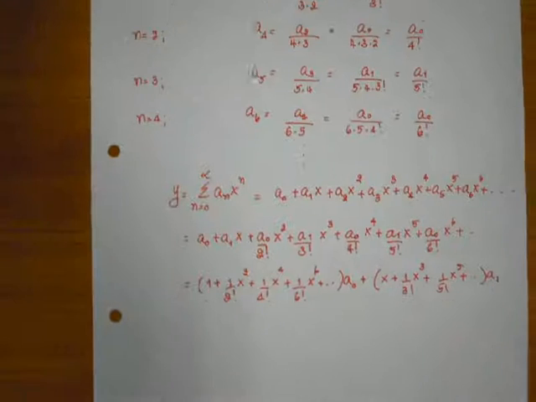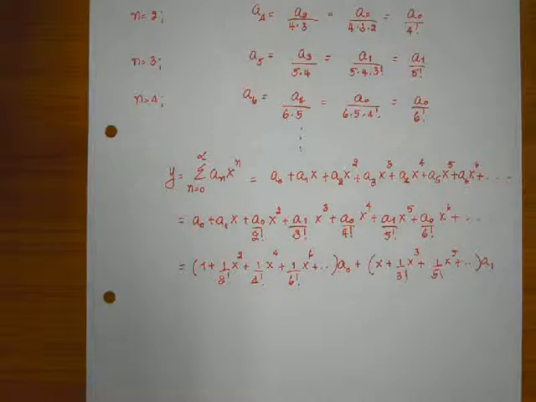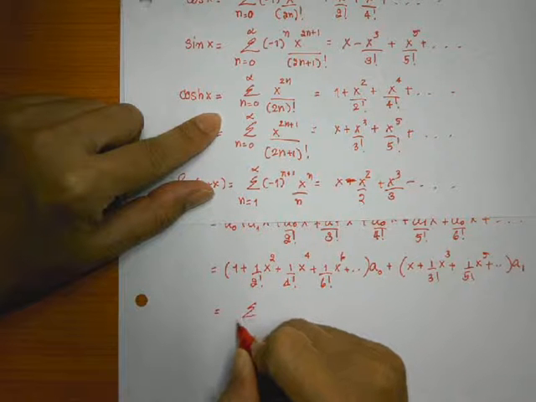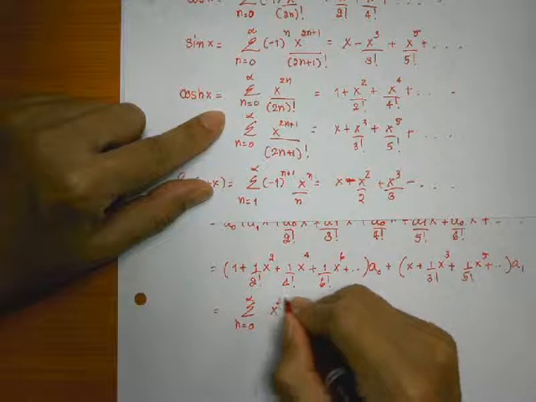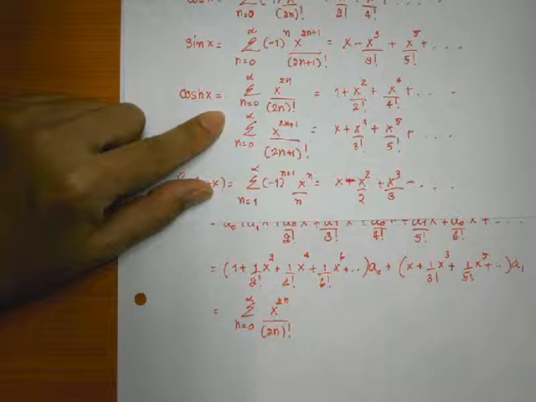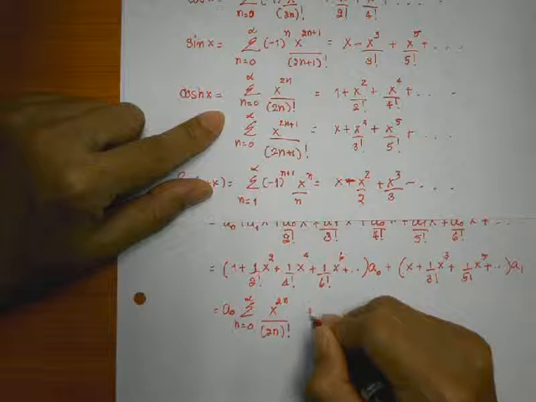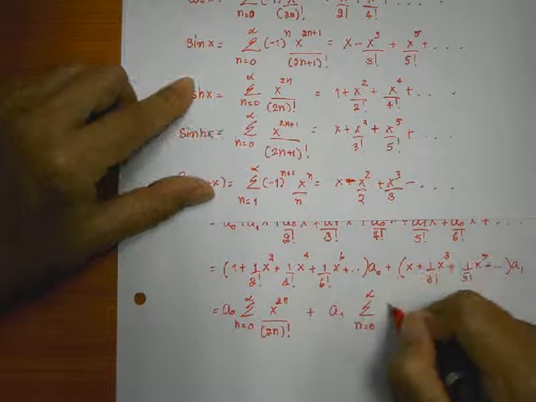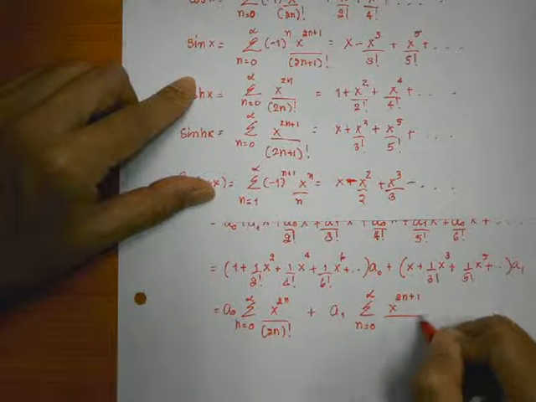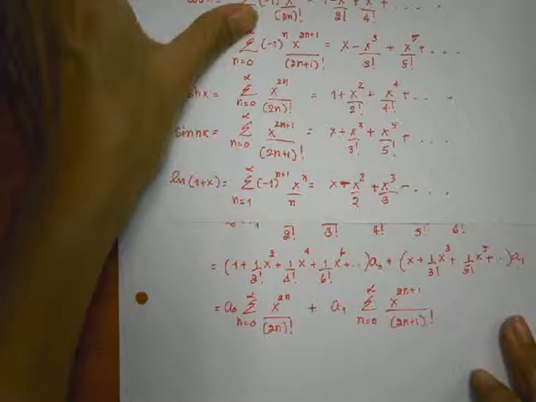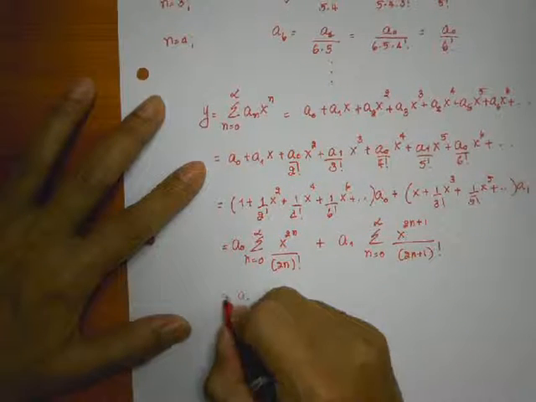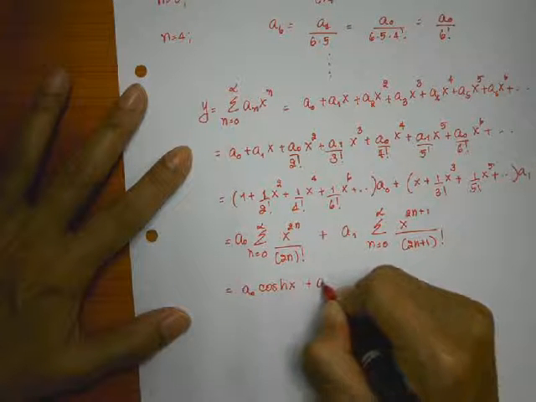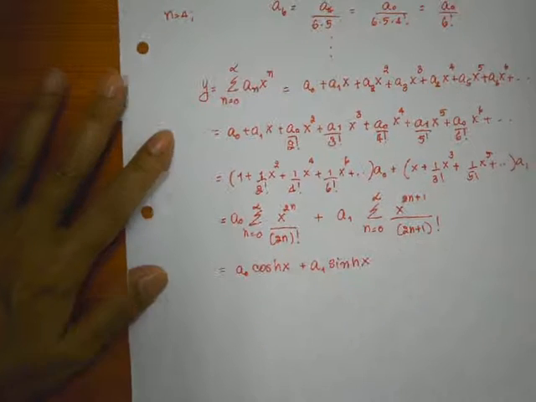Right? And then if you take a look at the function that I wrote to you before, the first term is the summation n equal to 0 to infinity x to the power 2n divided by 2n factorial times a0. And the second term is the summation of n equal to 0 to infinity of x to the power of 2n plus 1 divided by 2n plus 1 factorial, times a1. Which is a0 cos hyperbolic x and a1 sine hyperbolic x. Would it be the same function?